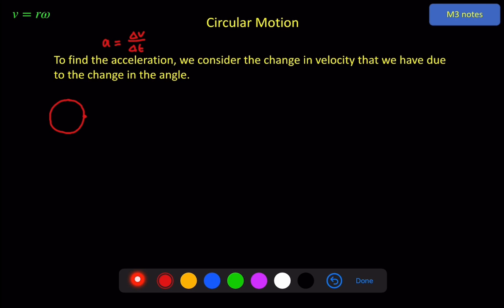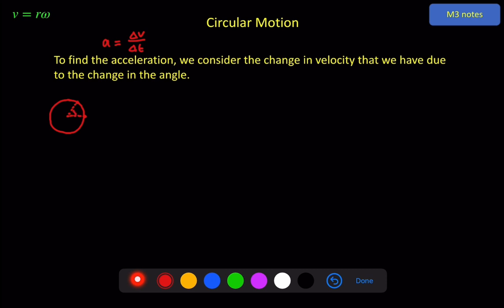Now this can be a bit weird to get your head around. The acceleration is just due to a change in angle, or that's enough to cause acceleration, because velocity involves both magnitude and direction. And you don't need the magnitude to change, although that's usually how we've been looking at acceleration in previous chapters. But if you've got a change in angle, you're also getting a change in acceleration.